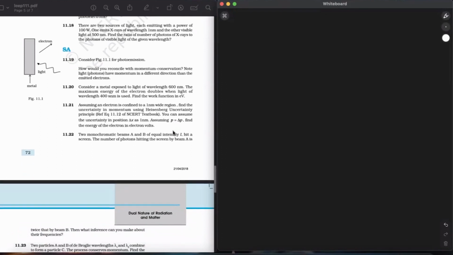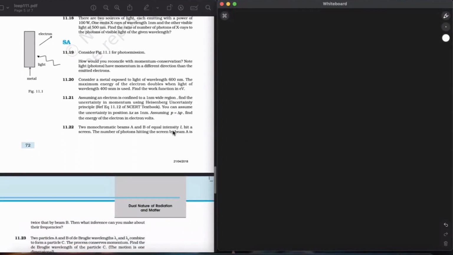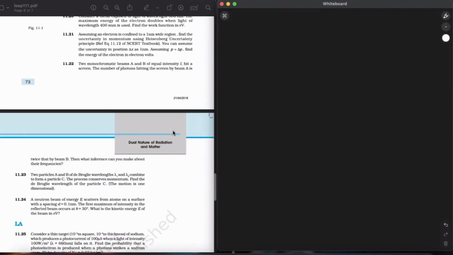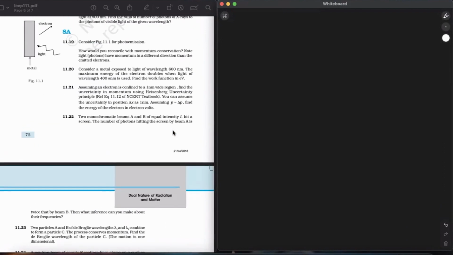Okay, so now we have question number 22. We'll finish it off. So in question number 22, two monochromatic beams A and B of equal intensity I hit a screen. The number of photons hitting the screen by beam A is twice that by beam B. Two monochromatic beams are there, okay? Intensity is the same. Number of photons hitting the screen by beam A is 2 times that by beam B. Then what inference can you make about the frequencies?